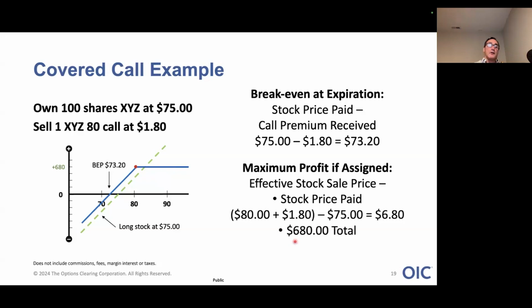So, we get calls all the time from people saying, well, I got assigned on this call, and they're not happy about it. But remember, if you get assigned on a covered call position, what's happened is you've made the maximum profit potential on that position. That's all that's happened. You'd wake up the next morning, you'd have a bunch of cash in your account, and you would have to redeploy it elsewhere. So once again, you're only putting on this position if you are of the viewpoint that you are neutral to moderately bullish on your shares.